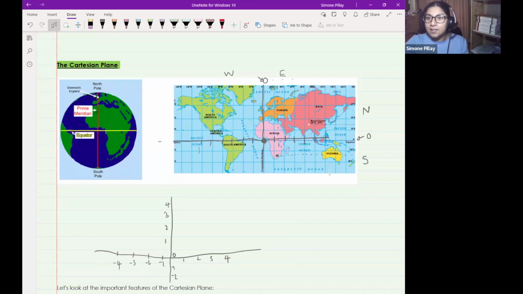Yes, Alia, you're right. It shows the exact middle of the Earth for the equator and prime meridian. So you can relate why the 0 is in the middle of our Cartesian plane exactly to our longitude and latitude lines.